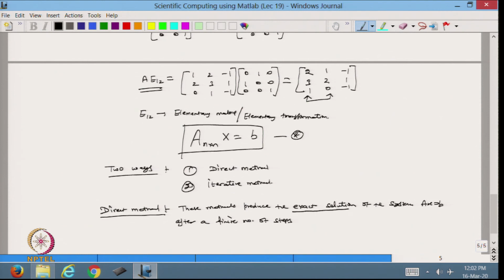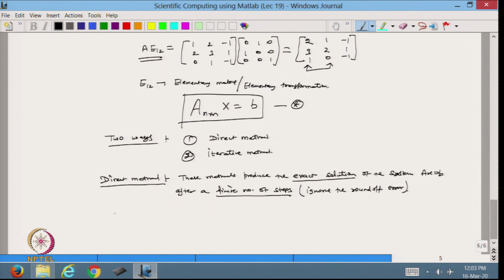So, they give you the exact solution, if I ignore the round off error. You know that the round off error is always there, but suppose I ignore this, then this method produces the exact solution of the system after a finite number of steps. So, that is called my direct method.